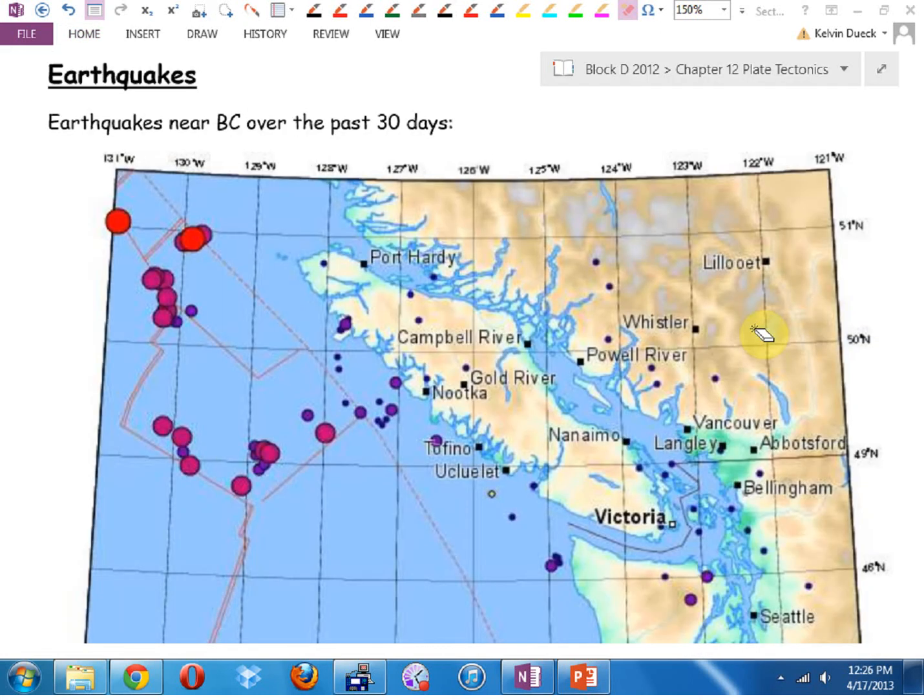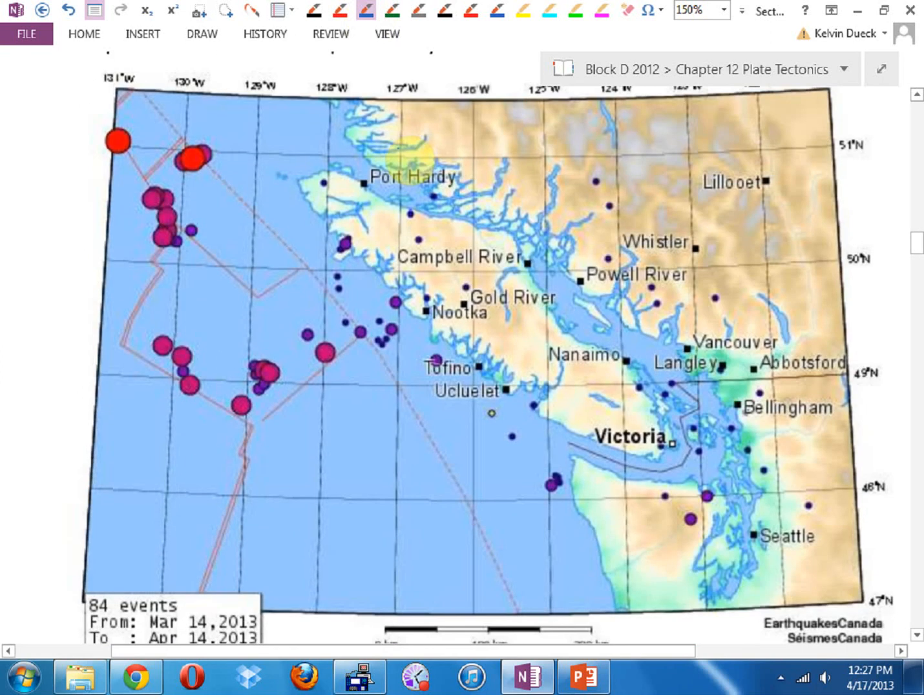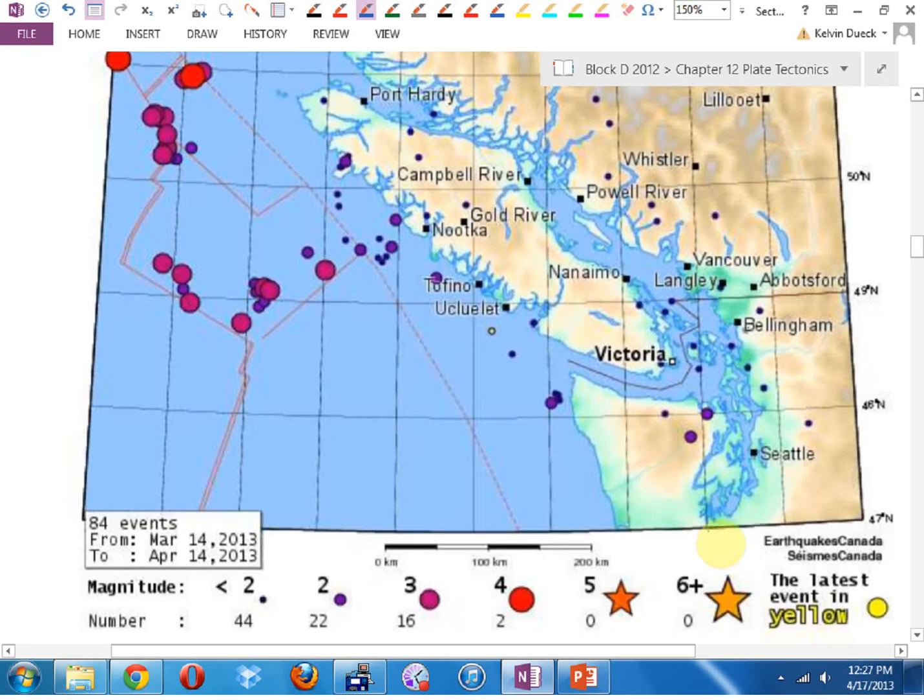Earthquakes. This is 3 days old. I did this on Saturday. I went to a website and I said, hey, what are the earthquakes in BC for the past 30 days? That's accurate. We are in a fairly high earthquake zone. Thankfully, no huge ones that are 6+ on the Richter scale. Mostly small, minor tremors, but we have had some very massive earthquakes.